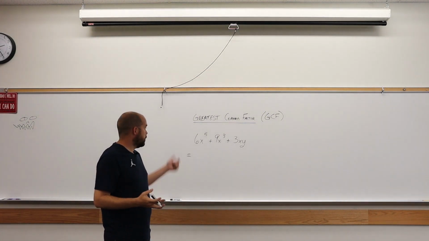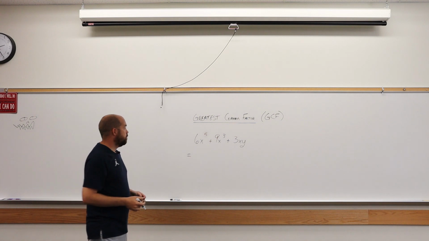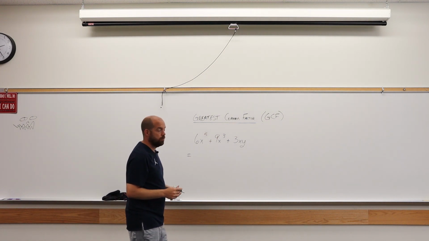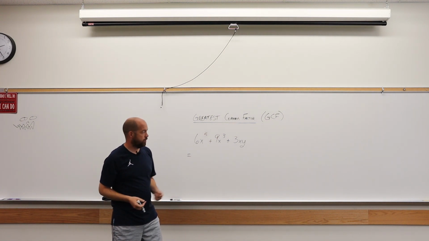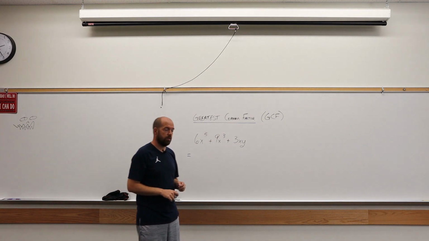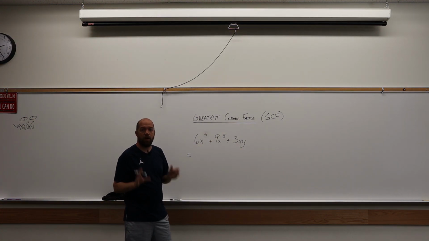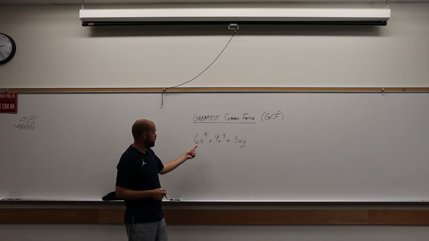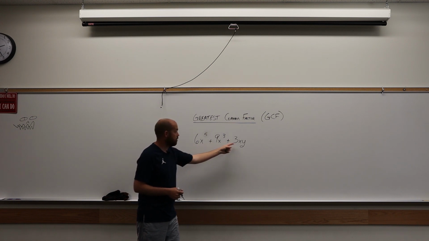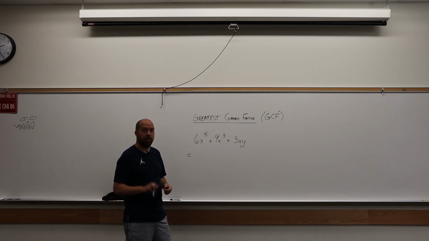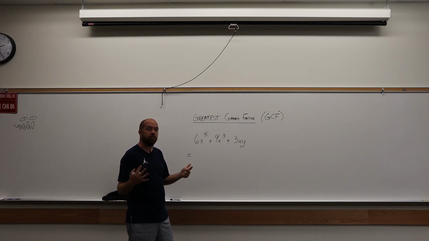All right, we've got another one here. We got 6x to the fifth plus 9x to the third plus 3xy. I just threw a y in there to see what would happen with that. So I need to look at each of these terms here and see what they have in common. In fact, what's the biggest or the greatest thing that they have in common? So I look at the 6, the 9, and the 3. Right off the bat, it looks like they have a 3 in common. What else do they have in common?